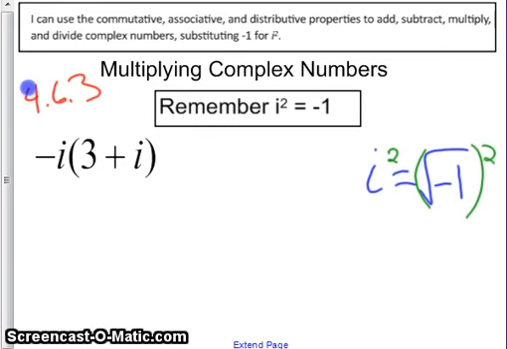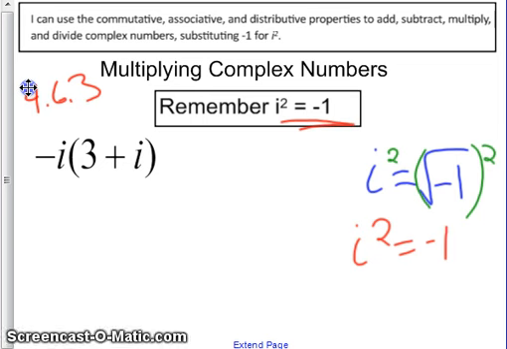By definition of the square root, the square root is the opposite of the square. So if I'm squaring a square root, I'm undoing that operation. So that means that i squared is negative 1. Okay? And so this is a rule that you have to remember.